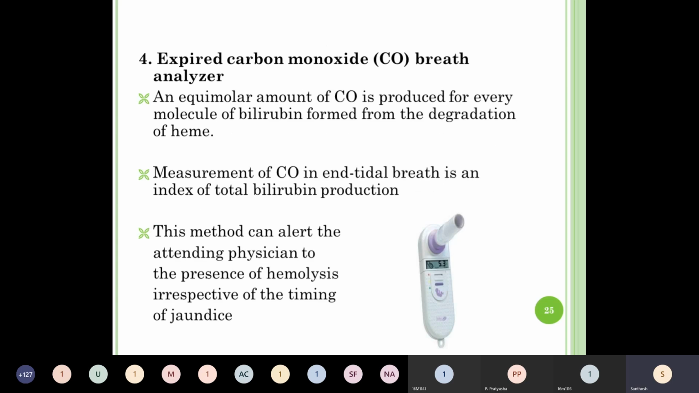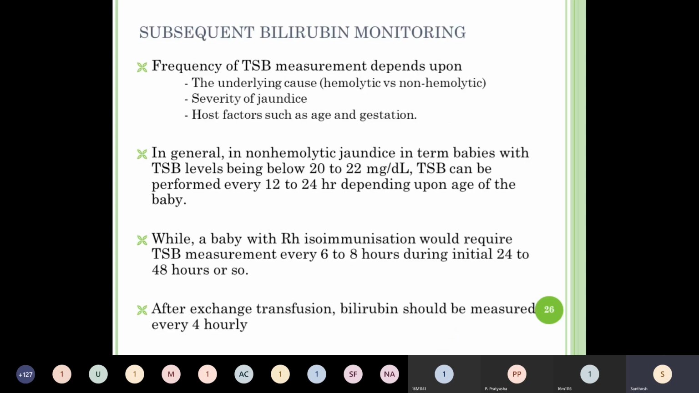Now, an expired carbon monoxide breath analyzer is also there. That is a breath analyzer. See, heme is converted into biliverdin. So with production of 1 mole of biliverdin, an equal amount of carbon monoxide is produced. So estimation of carbon monoxide can also indirectly tell about the amount of bilirubin formation. But it is not used in our hospital. We usually do serum bilirubin levels and the non-invasive bilirubinometers are used.